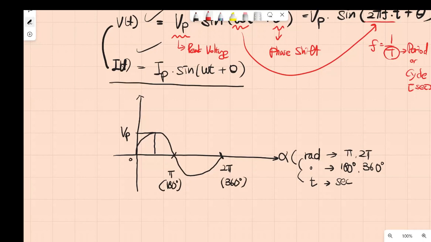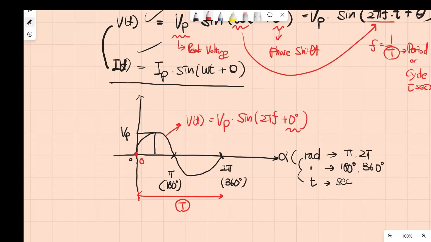From here we see the starting point is 0, and then this is T, the one period. So we can write the formula v(t) equals V_p sine 2 pi f t plus 0. Usually that case is the reference sine, with the signal starting at 0.